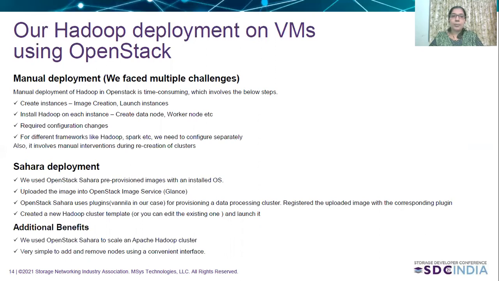We used Sahara pre-provisioned images with an installed OS, uploaded the image to OpenStack image servers, and then OpenStack Sahara uses plugins for provisioning a data processing cluster. We registered the uploaded image with the corresponding plugin, and finally created a Hadoop cluster template and then launched it. Apart from this, an additional benefit is that we can use OpenStack Sahara to scale a Hadoop cluster, and it is very simple to add and remove nodes.